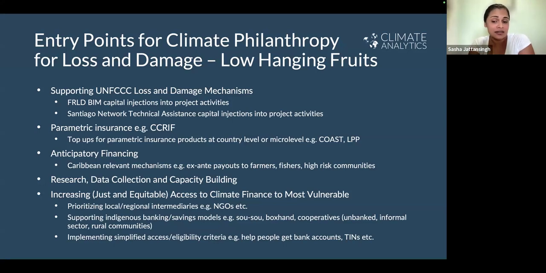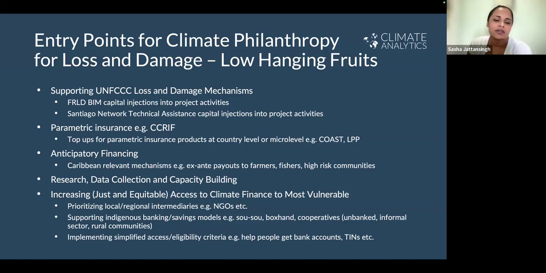Then also, I gave that example about the fisher folk in Barbados after Hurricane Beryl. So how do we increase access to climate finance that is just and equitable to the most vulnerable? So, looking at prioritizing local or regional intermediaries like NGOs, civil society groups or faith-based organizations who have that sort of trust within the communities to disburse grants. So you don't have to go through these onerous processes of trying to meet funder commitments, but it goes there and it's needs based.